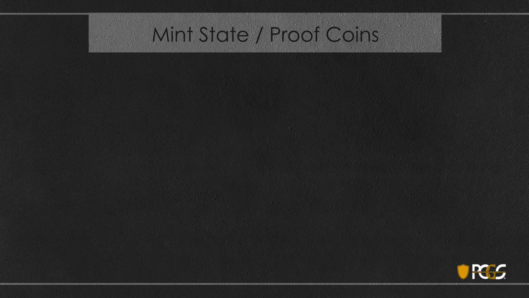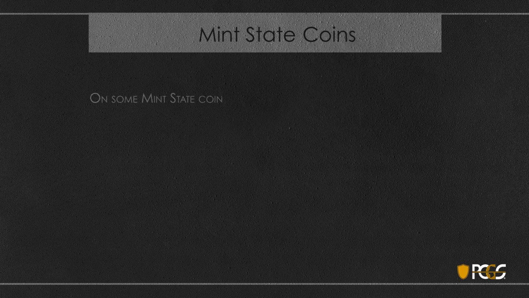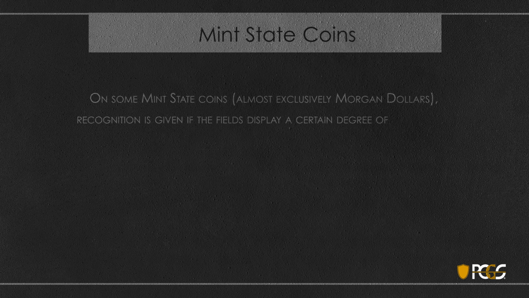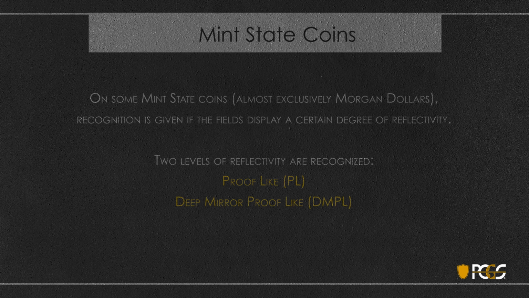Now we split that into two main categories, mint state and proof. Surface on mint state coins is almost exclusively determined on Morgan dollars, and PCGS gives recognition if the fields display a certain degree of reflectivity. We currently recognize two levels of reflectivity, Prooflike, or PL, and Deep Mirror Prooflike, or DMPL. So let's take a look at some of the coins in various states of reflectivity.